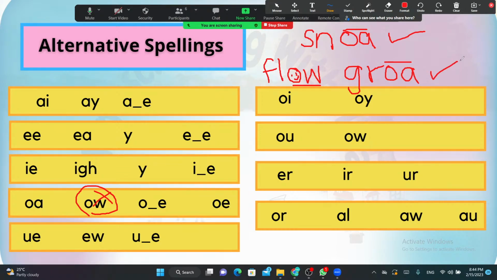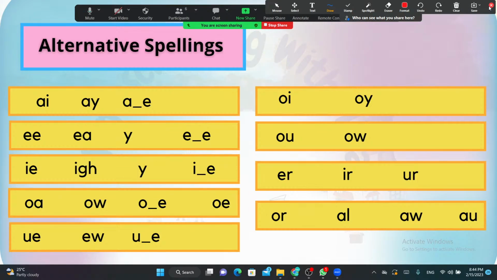Now you can give both words. You can give the words with OA, so they will write like in boat, goat, float. You can also give them O at the end, so that they use their brain and then they can write the right spelling. Okay? So this is a little story that you can make for OA and OW.